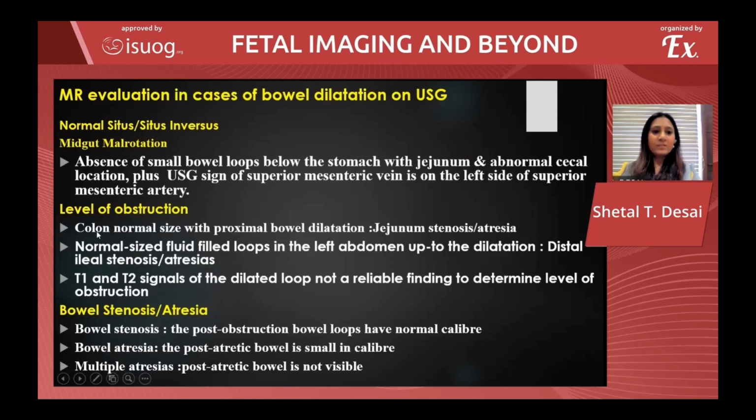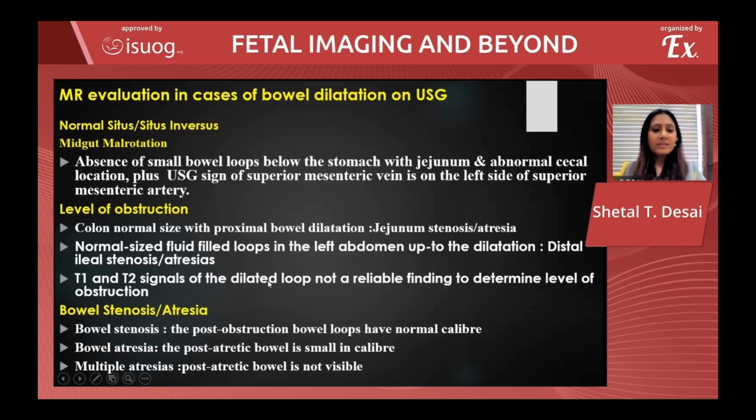Now, level of obstruction. If the colon is normal size with the proximal bowel dilatation, it is a jejunal stenosis or atresia. If you see normal or slightly dilated fluid-filled loops in the left abdomen up to the dilatation, then it's a distal ileal stenosis or atresia. The T1, T2 signals cannot be relied upon to determine the level of obstruction.